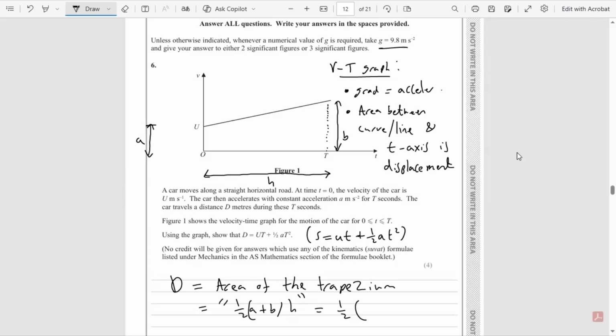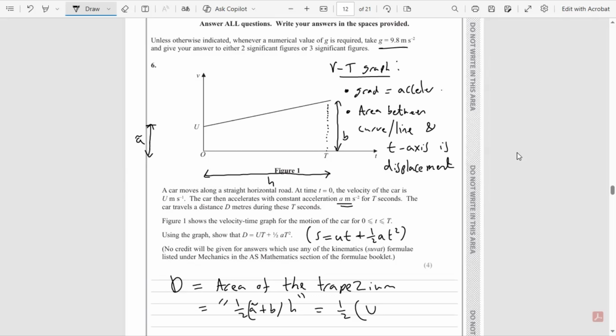So what we have then is half of u, because that's the a. Now, to be honest, there is an acceleration of a in the question. So what I'm going to do, I'm going to put a little squiggle on the top just to make it clear to the examiner that this is not the acceleration. So this a squiggle is u, capital U.